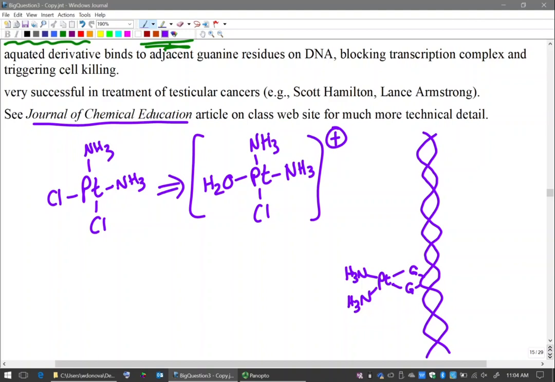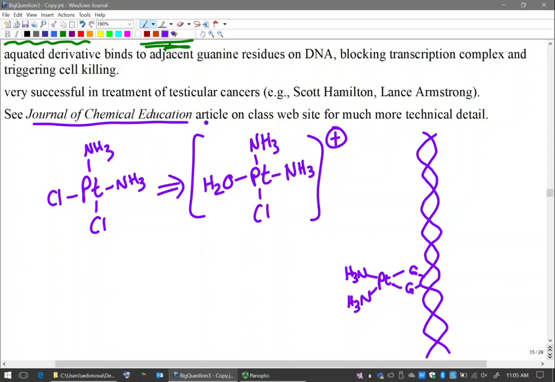It's been very effective for treatment of different cancers, including testicular cancers. We know Scott Hamilton around here. He has had a lot of treatment at Cleveland Clinic. He's the figure skater from the Olympics a number of years ago. Lance Armstrong, like him, hate him, whatever.